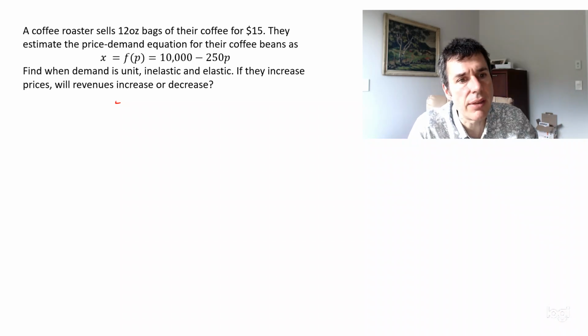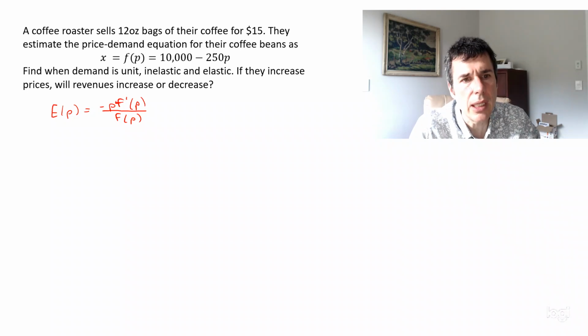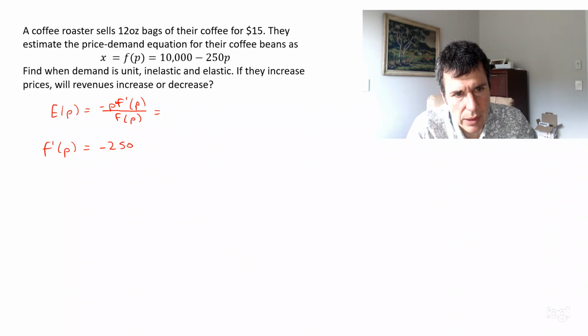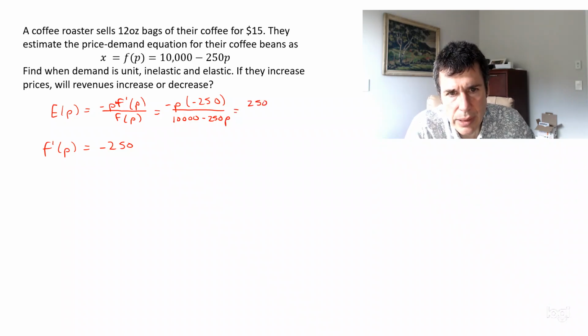Okay, so we have this equation, and we'll write down the elasticity of demand, E of P, equals negative P F prime of P divided by F of P. So in order to find the elasticity of demand, we need to find F prime of P. So F prime of P is equal to negative 250, which means that E of P equals minus P times negative 250 divided by 10,000 minus 250P, which is equal to 250P divided by 10,000 minus 250P.